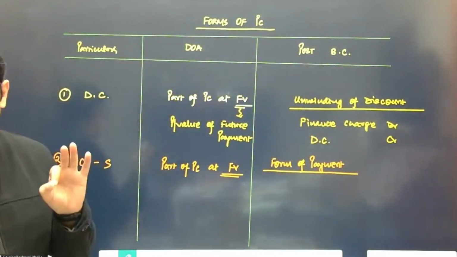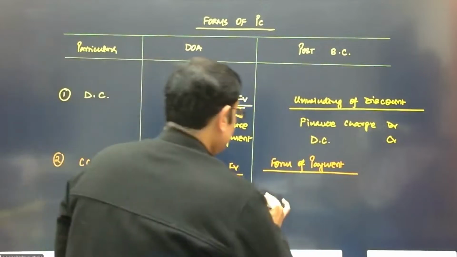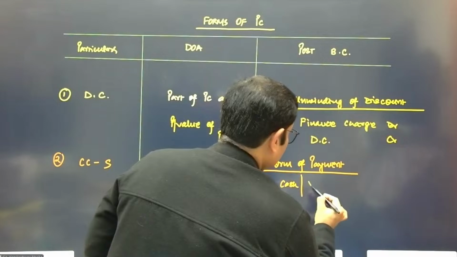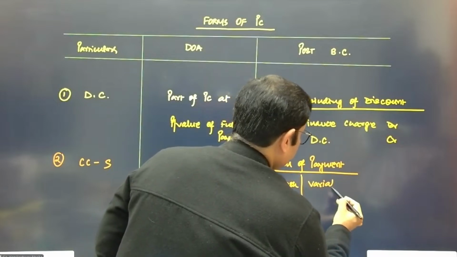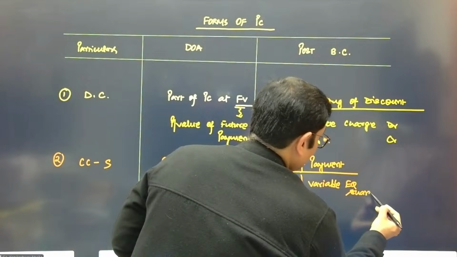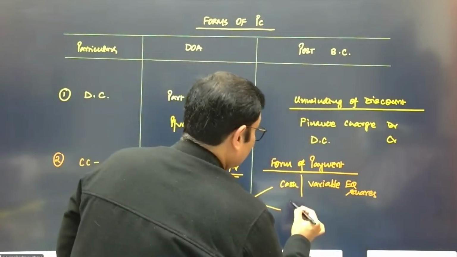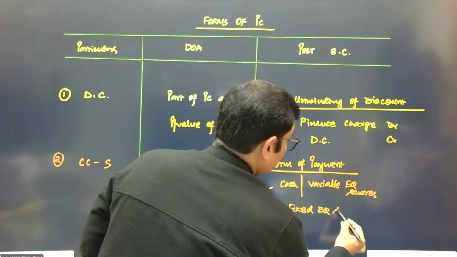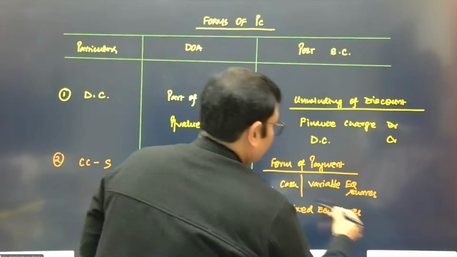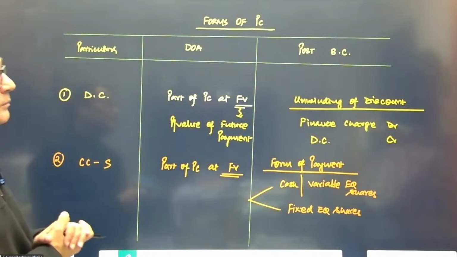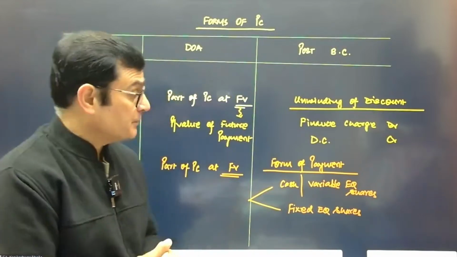So you will see in terms of the form of payment, is this paid in cash, or is this paid in variable equity shares, or is the payment made in fixed equity shares? So you'll have to evaluate what is the form of this consideration. Is it cash, or is it variable equity shares, or fixed shares?